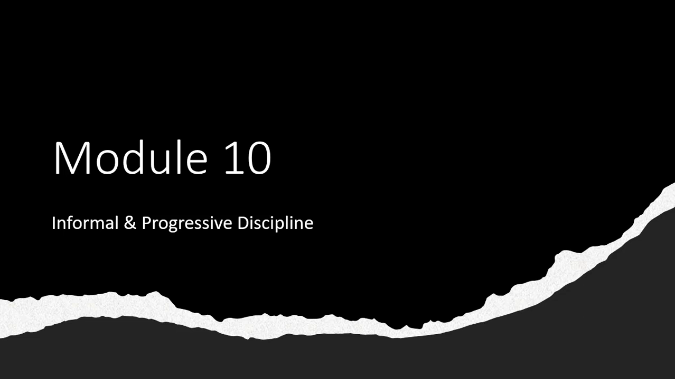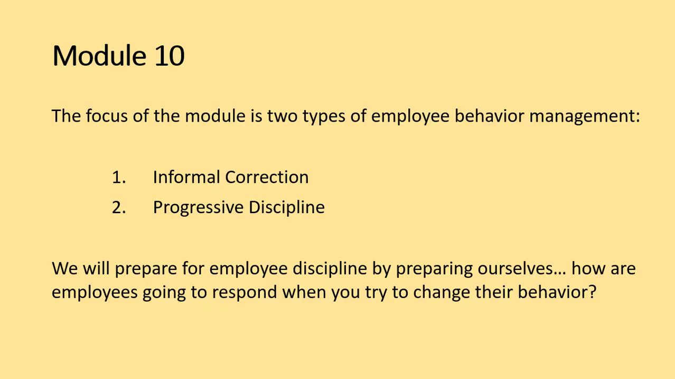In Module 10, we're going to be covering two really important topics: informal employee discipline and progressive employee discipline. Quick note before we start, those two major topics this week are about correcting employee behavior. That's really what we're talking about, right? Correcting employee behavior and disciplining employees when we cannot correct their behavior.